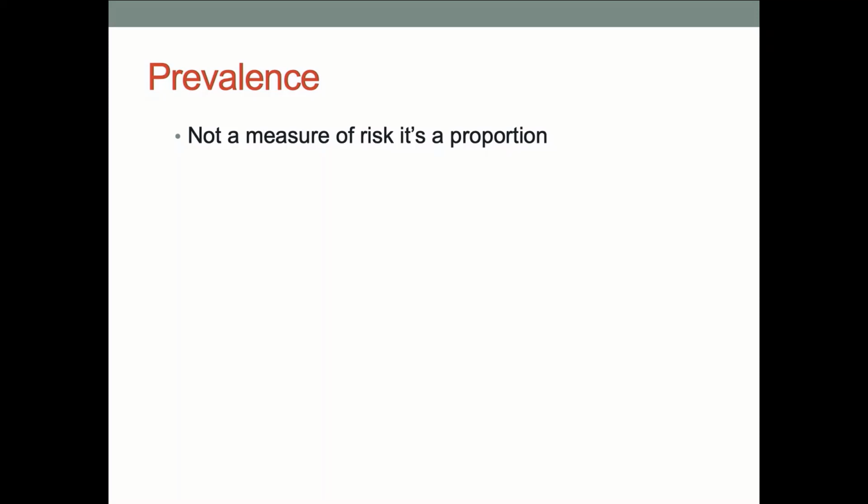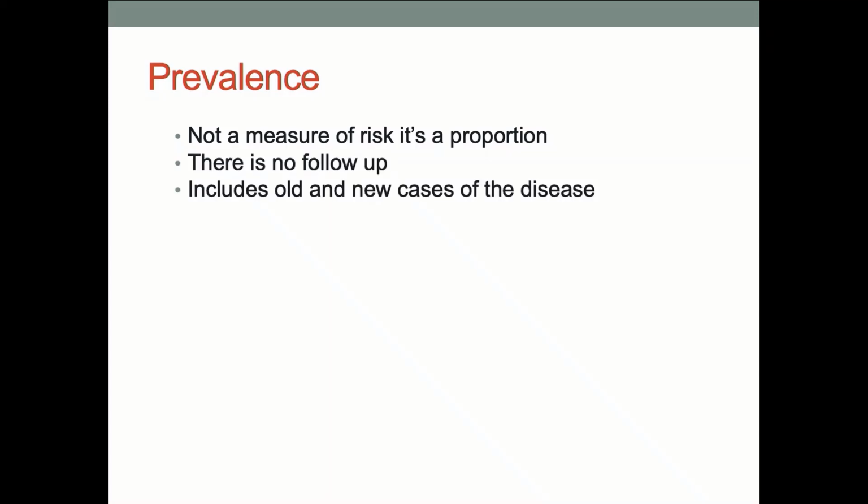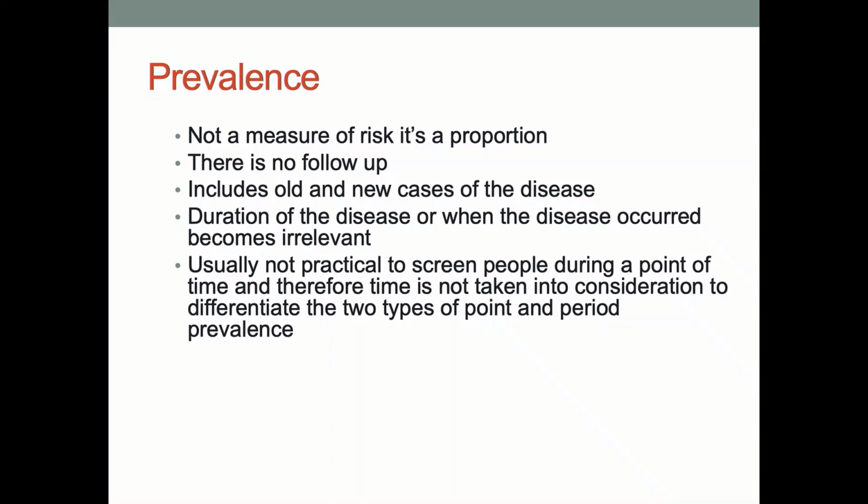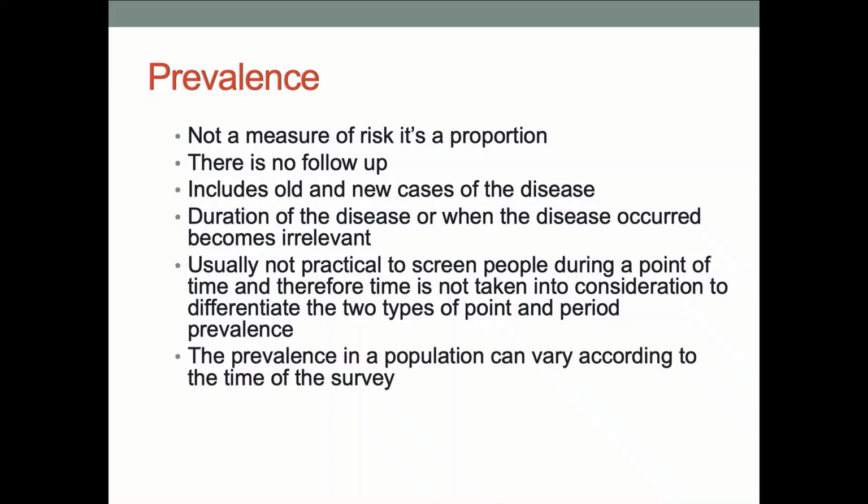So it's not a measure of risk, it's a proportion. There's no follow-up. It includes old and new cases of the disease. The duration of the disease or when the disease occurred becomes irrelevant, because some person might have had the disease years ago, and somebody just got it last night, and it doesn't matter. When we calculate the prevalence of diabetes, some people have had it for a long time, some people just recently. It doesn't differentiate, unlike incidence where we're only looking at new cases. It's usually not practical to screen people at a point in time, and therefore time is not taken into consideration to differentiate point and period prevalence.